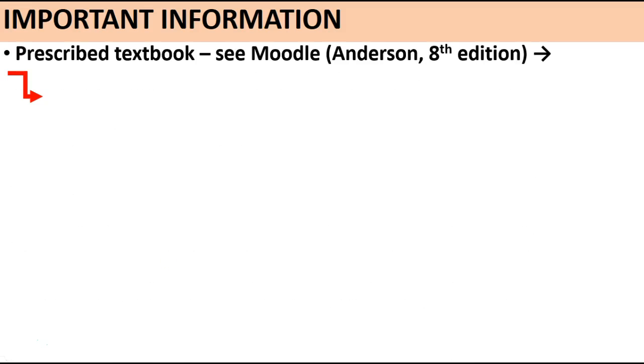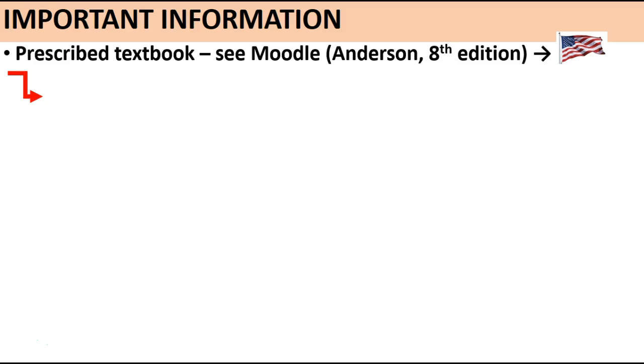The most important thing to know is that there is a prescribed textbook for this unit. It's Anderson's textbook called Public Policy Making. It's the 8th edition, available in the library now, also on the campus bookshop. You can also buy an e-version of it. But just important to know, this textbook is very American, so all the examples provided are American examples.